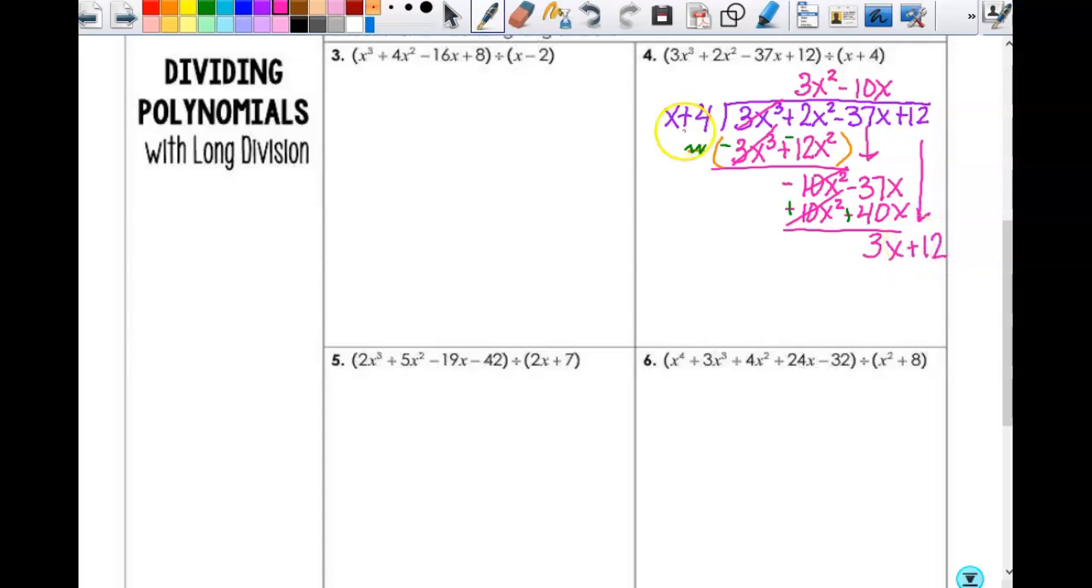So then x goes into 3x a positive 3 times. So then I get 3x plus 12. Then when I change the signs on each, I get 0. So my remainder is 0, which means when I divide that out, I get 3x squared minus 10x plus 3.